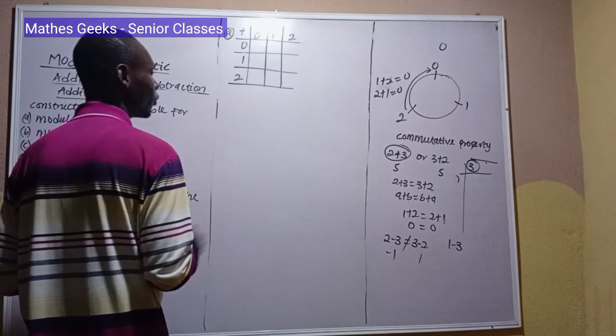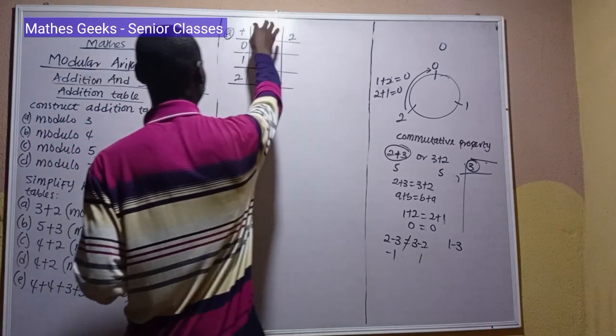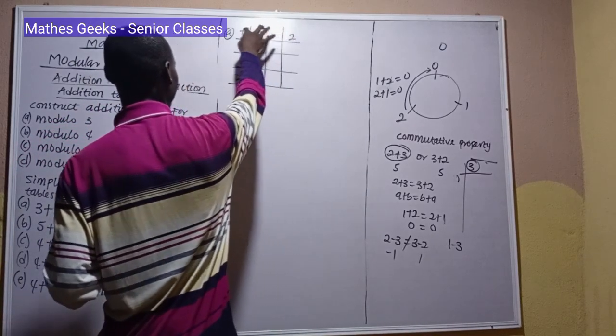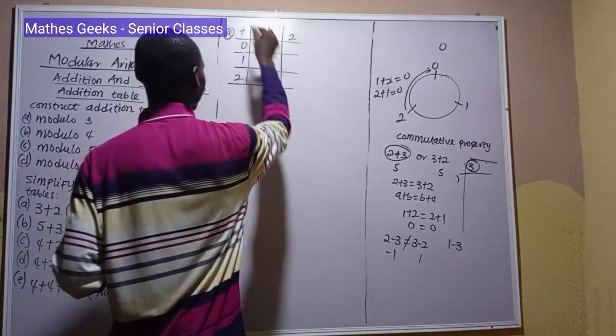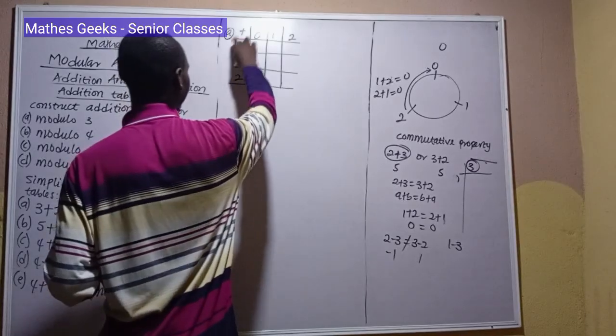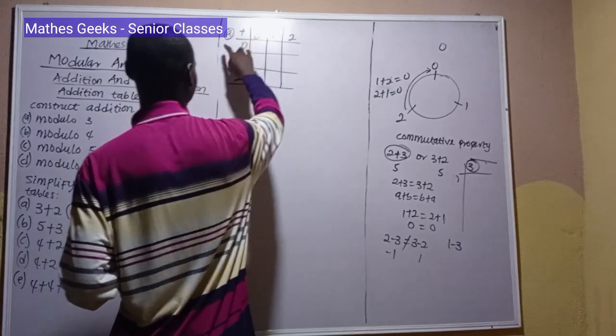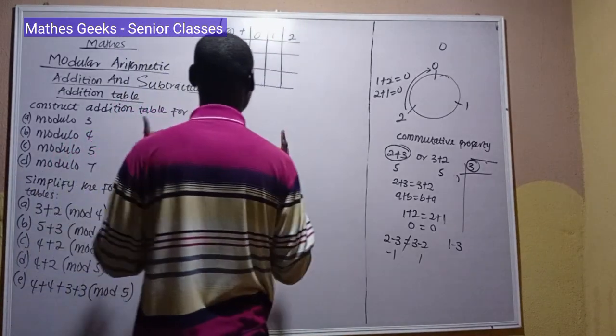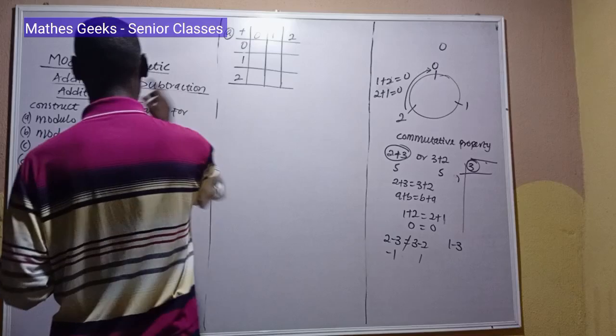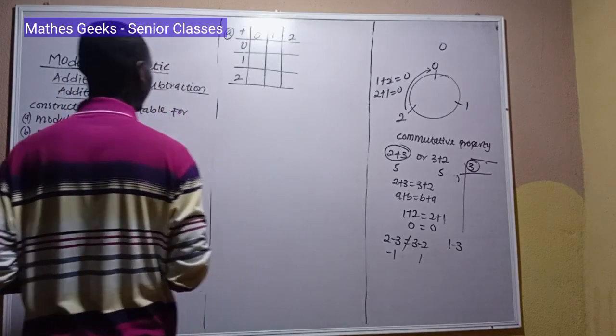But for addition, we don't need 2 tables, because if you take your number from here and add it to here, you get the same answer as when you take your first number from the other side and add it. So we're going to have one single answer table for each of the modulo here. So let's proceed.